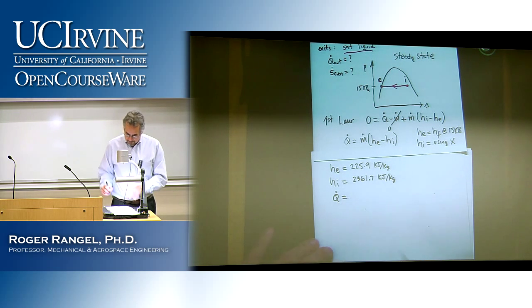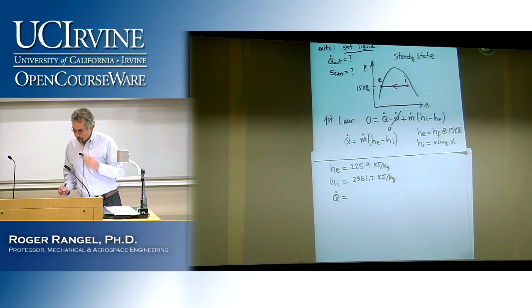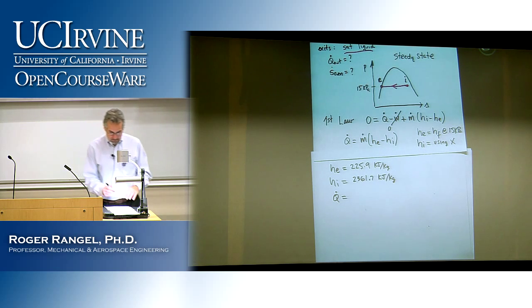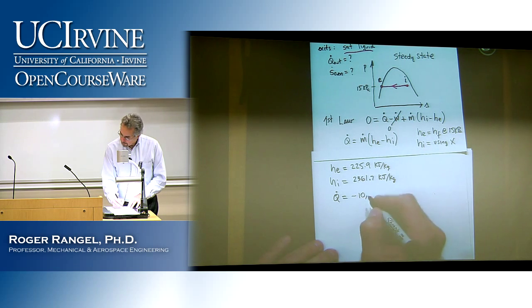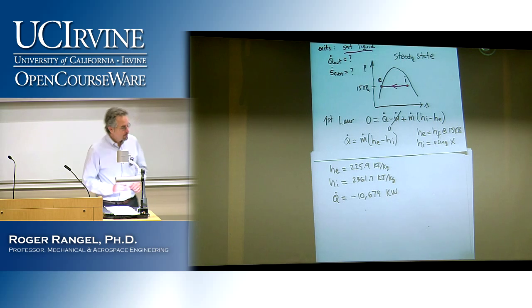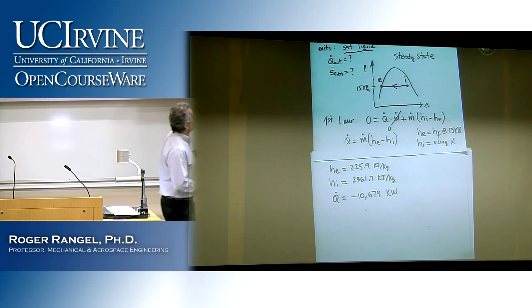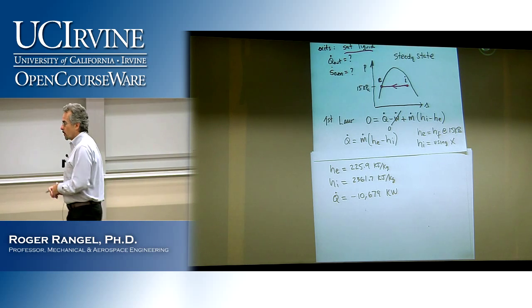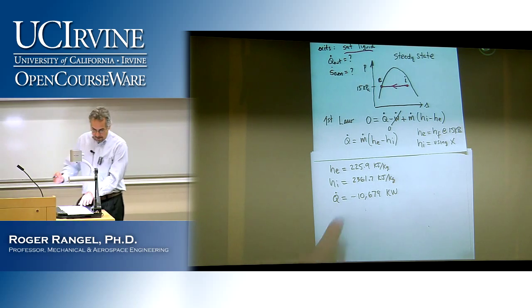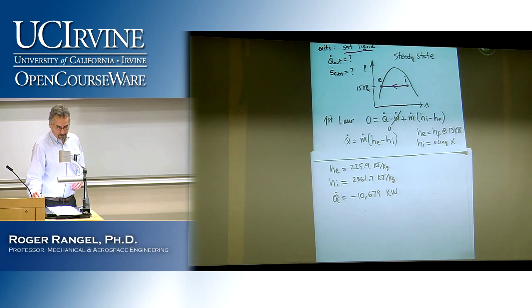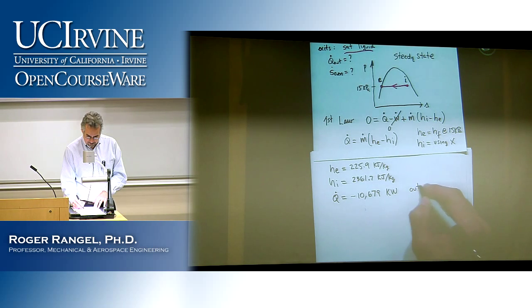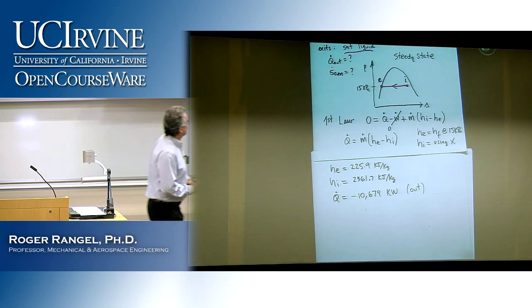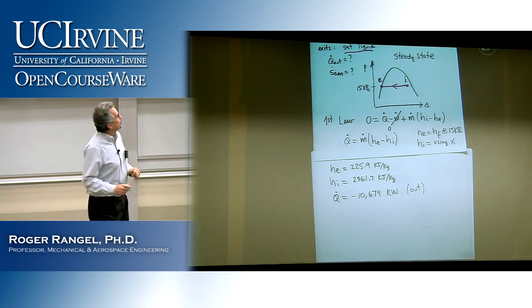So I get Q dot. It will come out to be negative 10,679 kilowatts. That's the rate at which heat is being removed from the water that is condensing. I verify that I get a negative sign, so it's out, as expected. It's negative, so that answers the first question, the Q dot out.